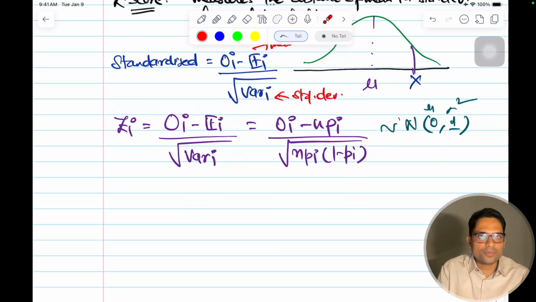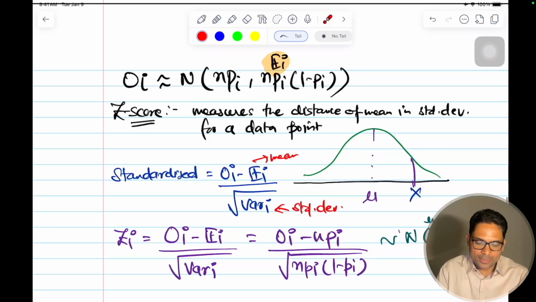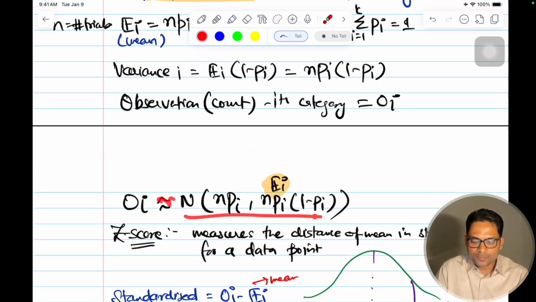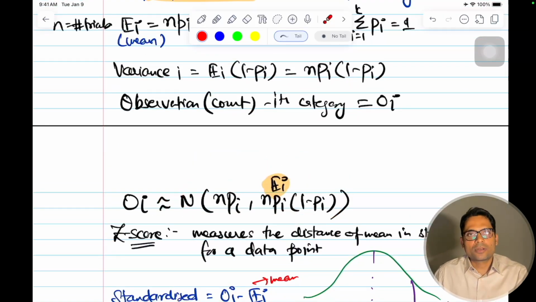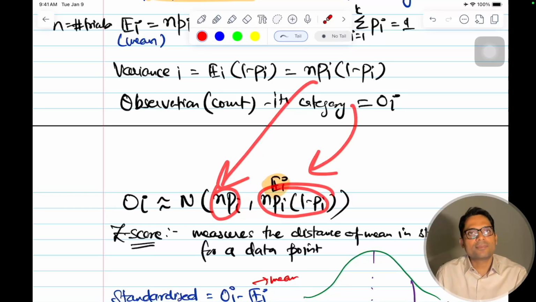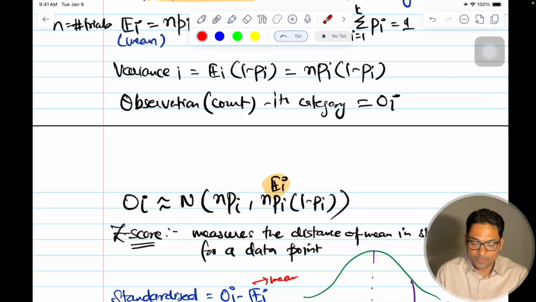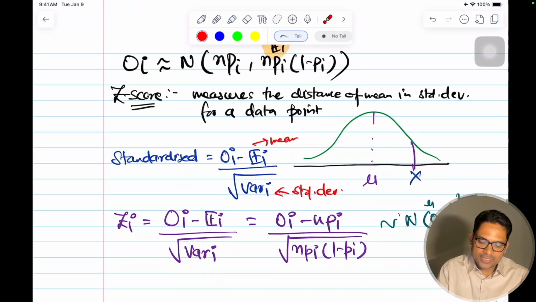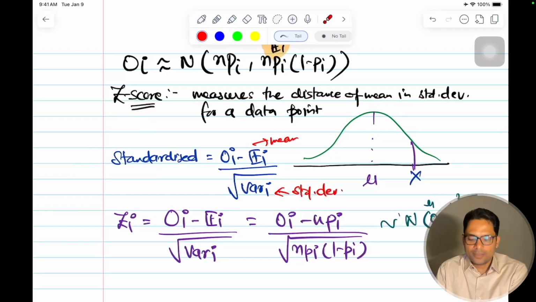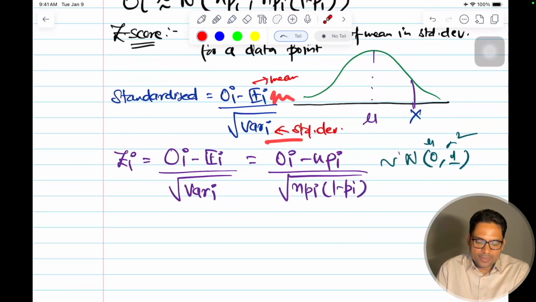So we found that categorical data can be modeled as multinomial, and as n becomes very large and tends to infinity, the multinomial can be approximated as a normal or Gaussian distribution with the same mean and variance that we get from the multinomial distribution. Then we standardize that with the help of the z-score, which measures the distance of a data point from the mean. We standardize it, that is mean centered and variance scaled, and after that we have the Zi.